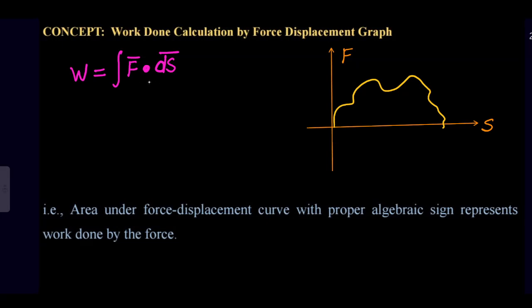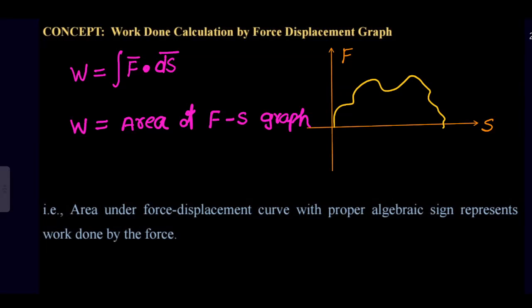Now, the integration we are doing is nothing but area. Area of what? Tell me now. Force displacement graph. Work done is equal to what? Area of the force displacement graph. We simply find the area of the given graph, and that is nothing but the work done.